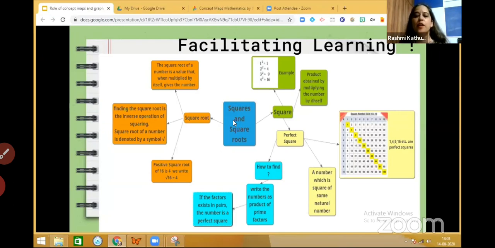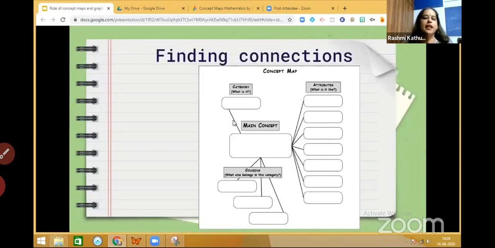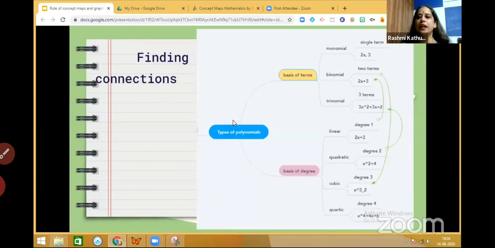After that, how the perfect squares are known, what is the process of finding the perfect squares, that has been taken. So this is how we try to create the organization and flow of the topic. Now see, this is a blank template which can be used at any stage of teaching learning for finding connections, because the beauty of concept mapping is to establish the linkages between the topics which we study. Like, we do not study any chapter in isolation. Rather, the topics which we study, they are interlinked. So finding connection is important.